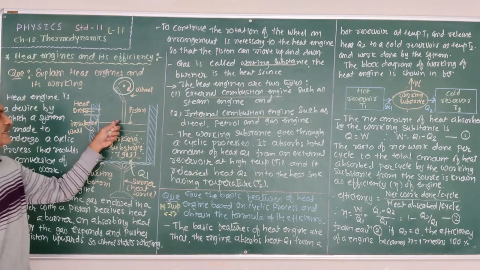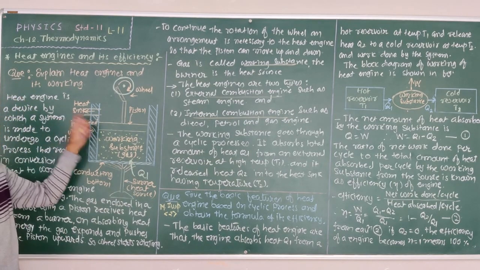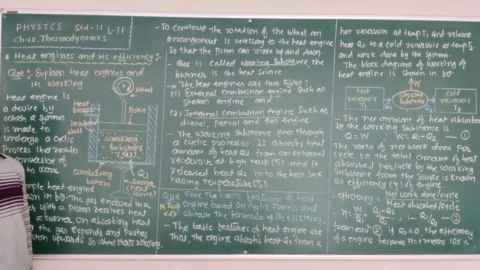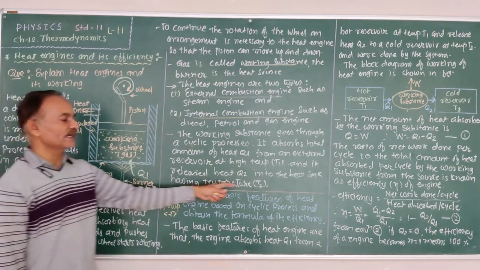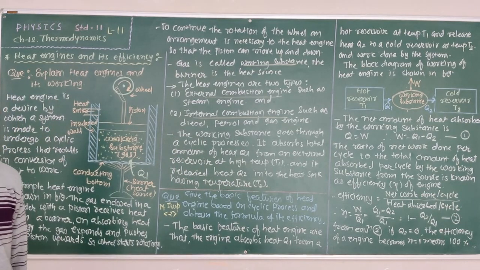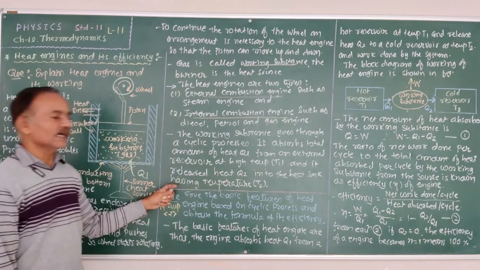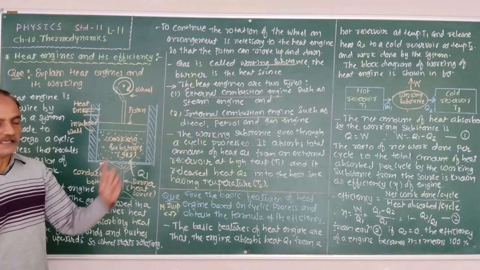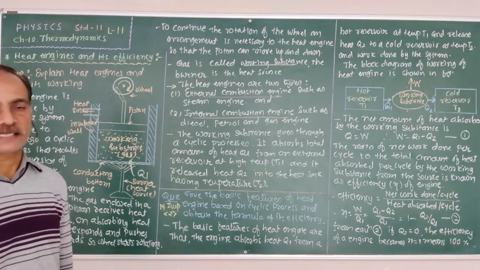And it releases the heat Q2 in a cold reservoir at temperature T2. And this cold reservoir is known as the heat sink. Heat sink means that the additional heat is released in the region or the arrangement that is known as the heat sink.